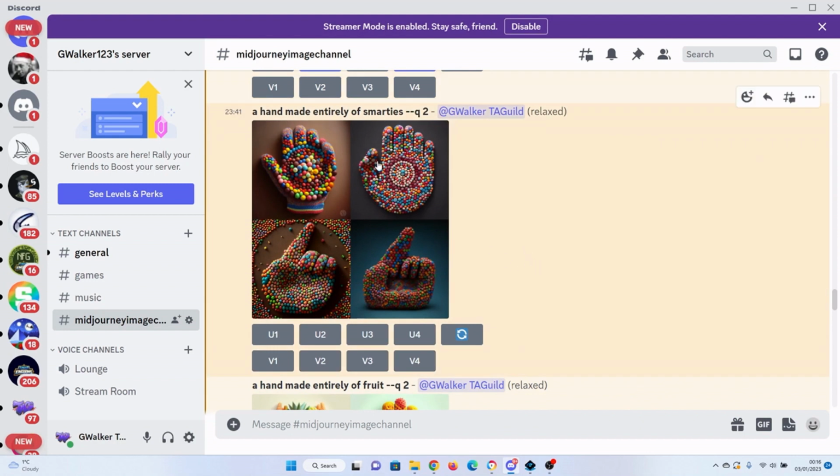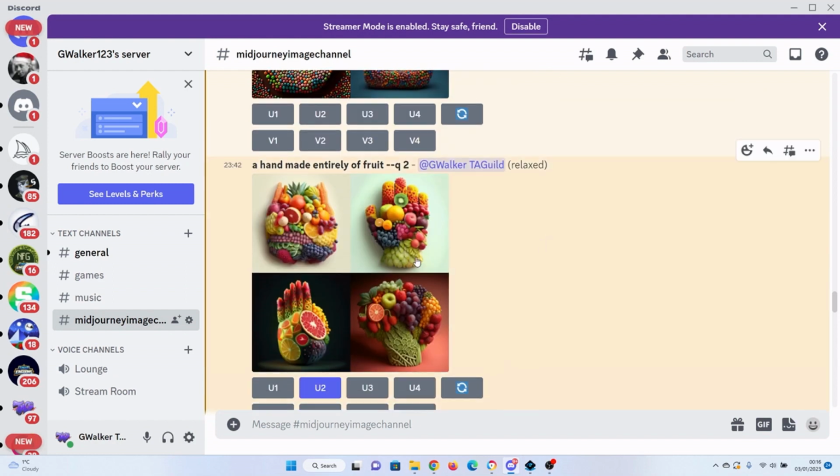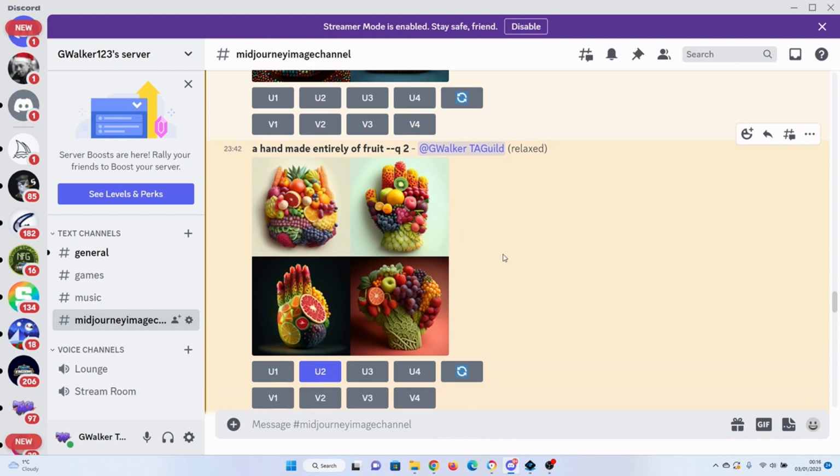A hand made entirely of Smarties. 1, 2, 3, 4, 5, 6. Yeah, see? All fingers that aren't all the same size. A hand made of fruit. This one I think went in the yes basket as well.